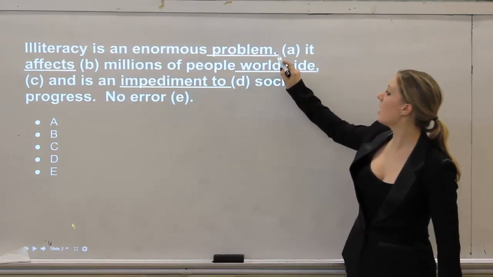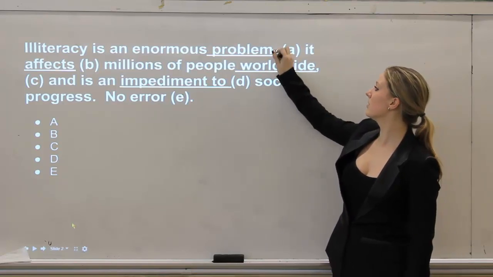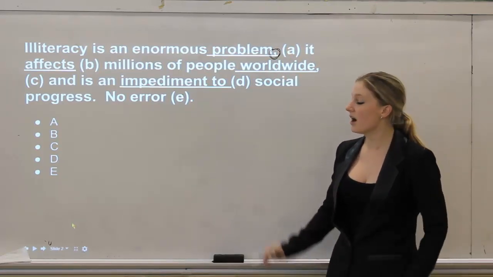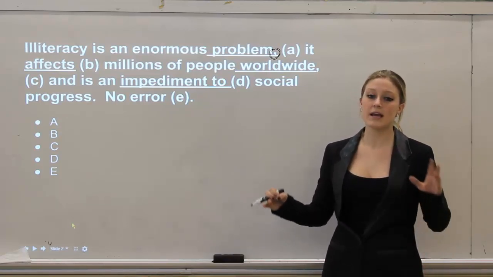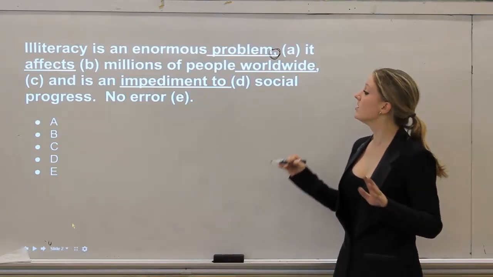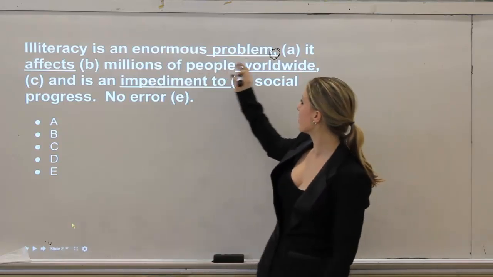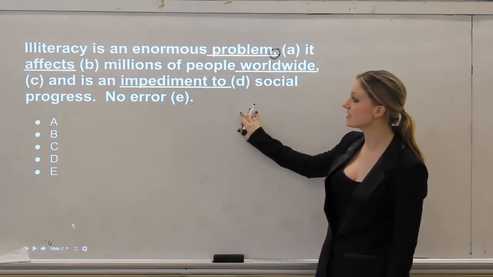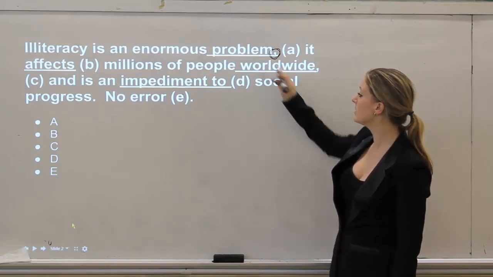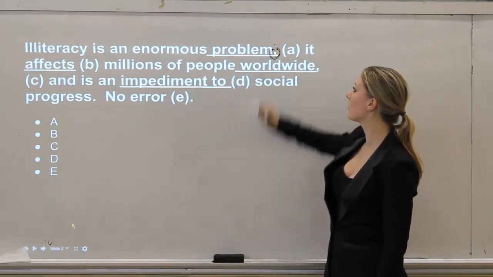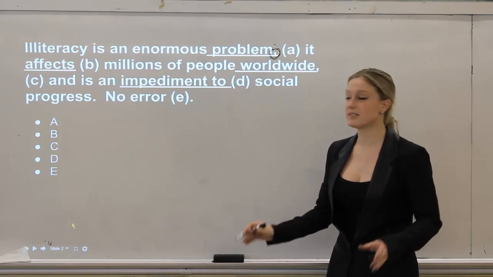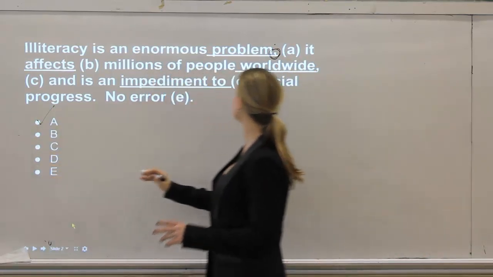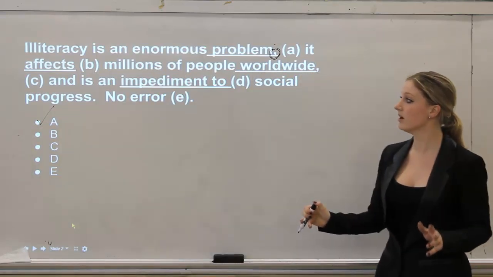It's problem, comma. It's really important that you notice this, because this is the reason why it's the error in the sentence. A comma separates two independent clauses. Because illiteracy is an enormous problem can stand on its own, as well as the second half of the sentence can stand on its own, this comma should either be a semicolon or a period. So at that point you're seeing that A is the worst part of the sentence, so you're going to be checking that off. But now let's go through why the other choices are wrong.